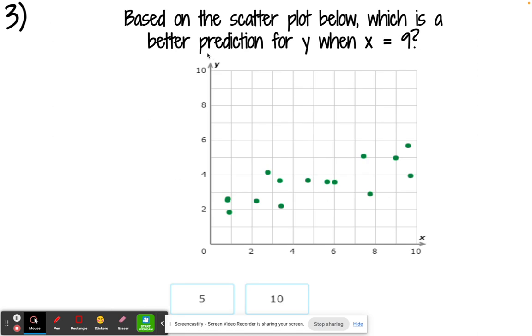Okay, based on this scatter plot, what's a better prediction for y when x equals 9? 5 or 10? Well, here's my line of best fit. Go out here to 9 and look across. That is about 5. 10 would be way too high. It would be up here.